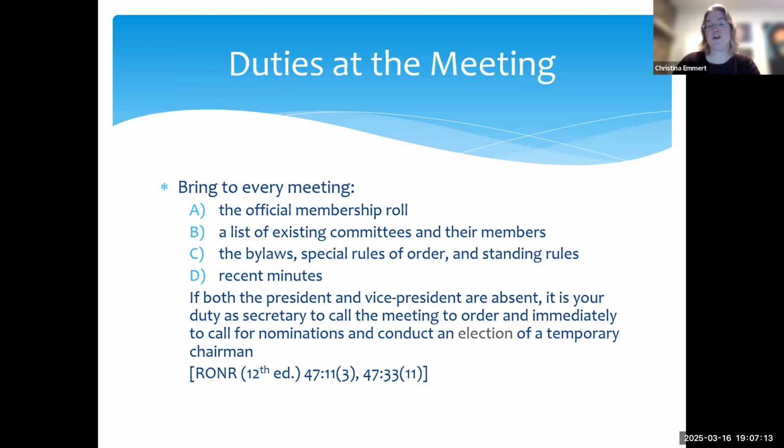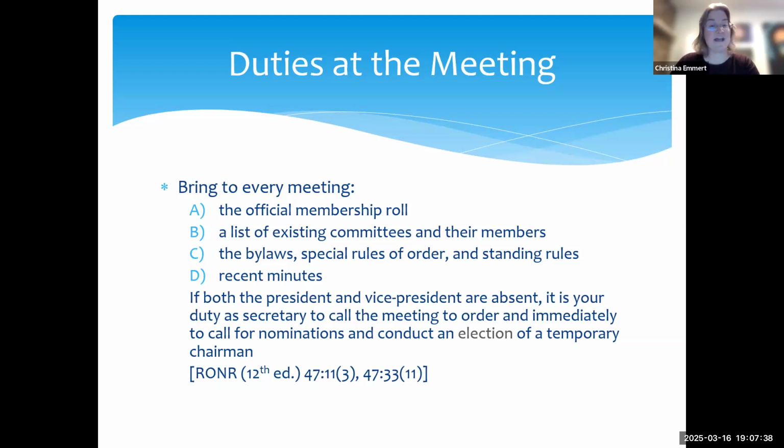And I also include in that list of committees your executive committee, things like that as well. Your bylaws, any special rules of order you have, and the standing rules. Any recent minutes, of course, because there will be minutes to approve from the previous meeting, and even any recent minutes from that year too, so you can look back to see what was done at a previous meeting.